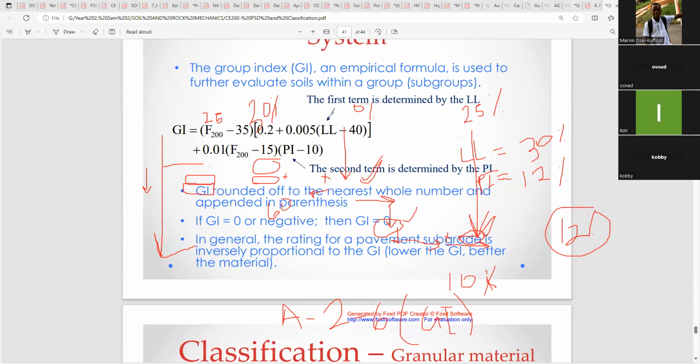And the LL, I said the LL is 30. And I said the PI is 12. And the F is still 25. So please do the math and give me your answer. So what are we getting for GI?